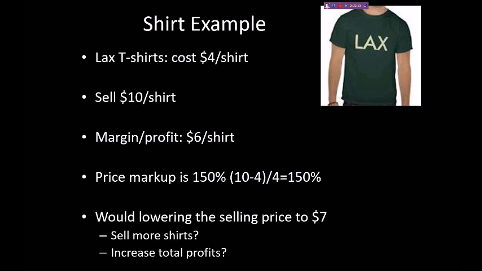If we were to sell this shirt for $7 and it still cost us $4, then we're only making $3 per shirt. But let's say we sell 10 of them. Then we've made $30. If we go back to our $10 per shirt and we make a profit of $6 and we sell 10 of them, we've made $60. However, if we were able to sell more shirts at the $7 rate, then our profit might be a little higher. These are the decisions that a company has to make when they're putting a price tag on your clothing.